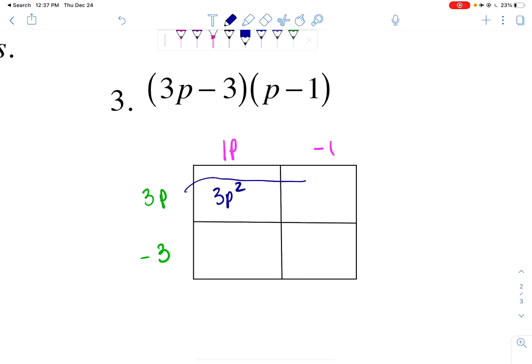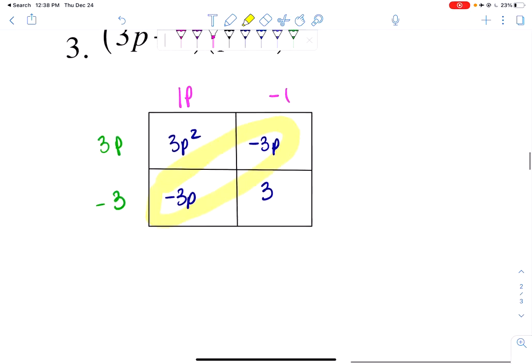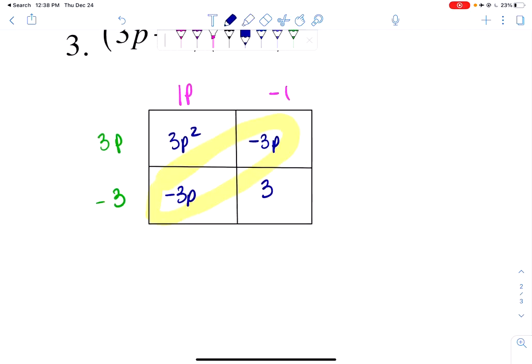3p times a negative 1? Well, that'll give you a negative 3p. Negative 3 times 1p? That'll give me another negative 3p. And then negative 3 times negative 1 will give me a positive 3 because 2 negatives make a positive. Again, highlight those diagonals. You're going to see your like terms happen right in front of your eyes. And I am left with 3p squared.